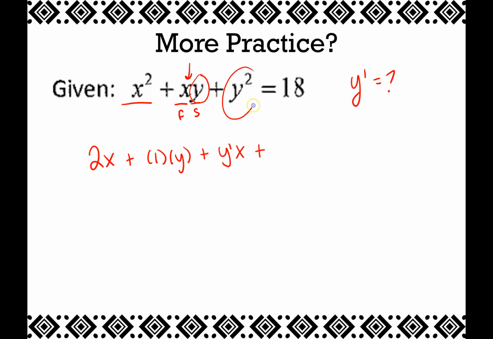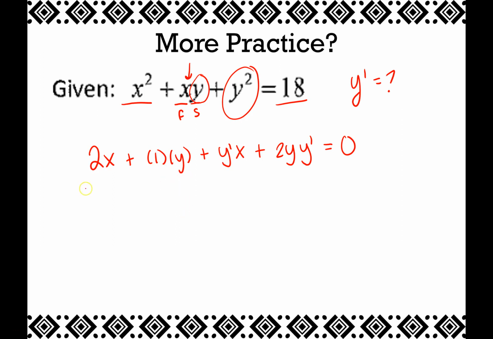Plus, take the derivative of this, that's 2y. Don't forget to tack on your y prime. And then the derivative of a constant is 0. Now you might be saying, Ms. Sorensen, why didn't you put a y prime here? Well, that's because this is the derivative of my first times my second. I'm not taking the derivative here, I'm just multiplying it by the second value.